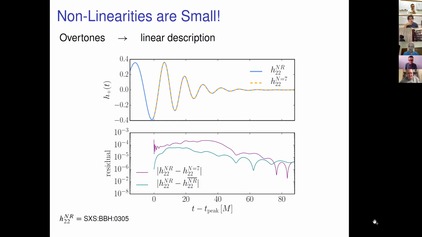All right, so the nonlinearities are small. The overtones are a linear description. And here I plotted them one on top of each other: the n equal to 7 model compared with the full numerical relativity solution. And underneath, I've taken the difference. The blue curve is an estimate of the accuracy of the numerical solution, and you can see that the residual is above it. So this is not some numerical artifact, right? This is actually telling us something.